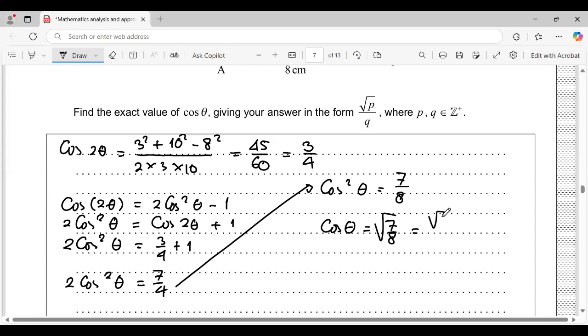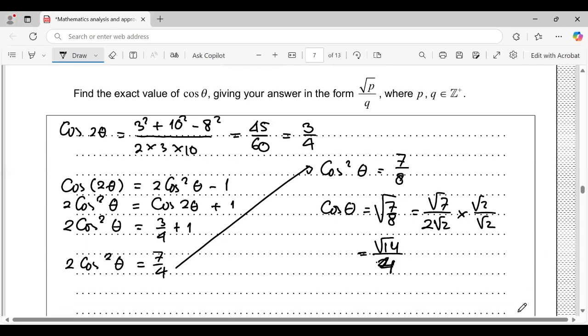Or it is square root 7 over square root 4 times square root 2, which is 2 square root 2, times square root 2 over square root 2, equal to square root 14 over 4, because 2 times 2 is 4. Okay. Based on this information, we can state that P equals 14 and Q equals 4.